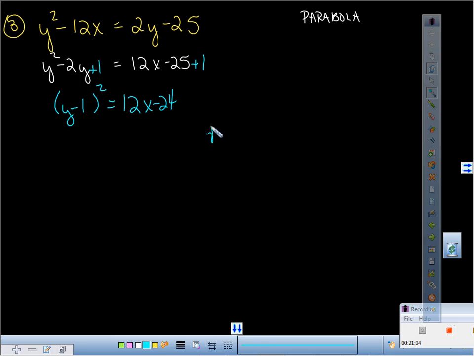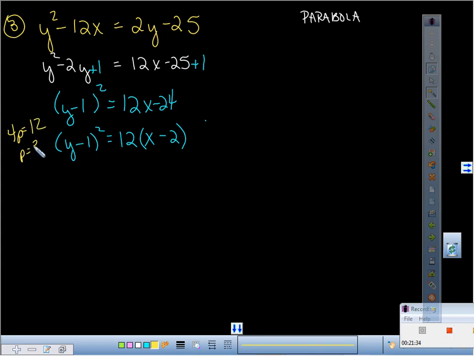Okay, so notice that it's just an x over there. So that means whatever's in front of the x, you're going to have to pull it out. So this is going to be y minus 1 quantity squared is equal to, what am I going to take out? 12. When you factor 12 out, what are you left with? X minus 2. Now it looks exactly like it looks over there. What is 4p? 12. So p must be 3.